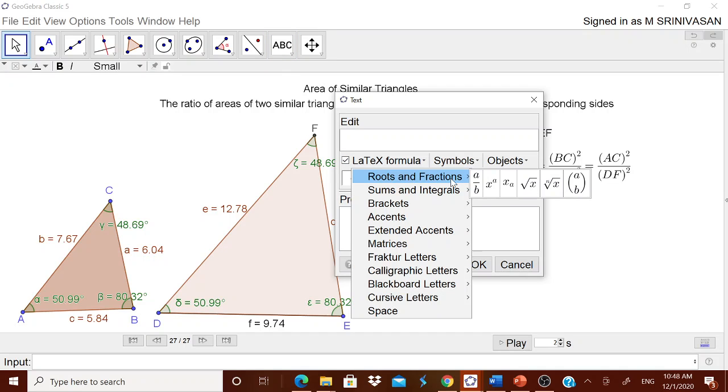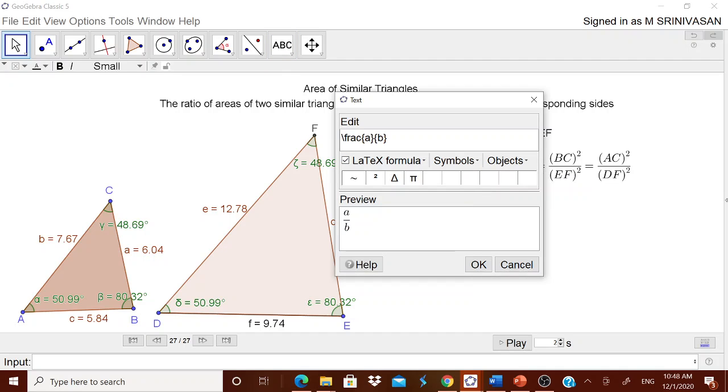In the LaTeX formula you can go for A by B is equal to. Now for this A by B, what you can type over here is area of triangle ABC by, already I have done it, I am doing it for you once again, area of triangle DEF, it is coming in the denominator, you are seeing it.